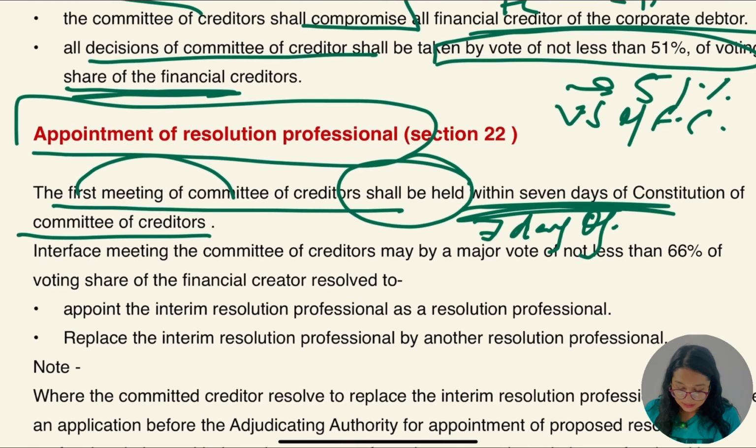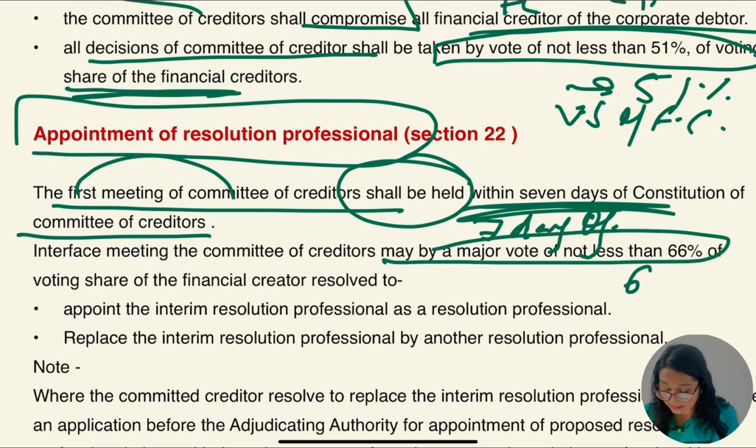Decisions in the meeting of the COC may be made by a majority vote of not less than 66% of the voting share of the financial creditors.